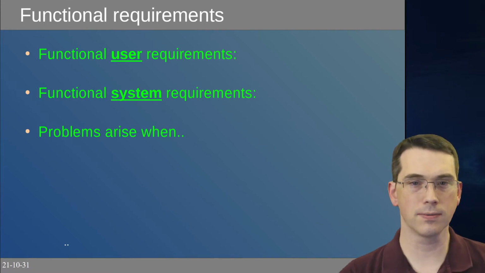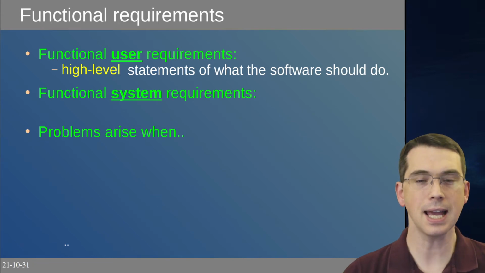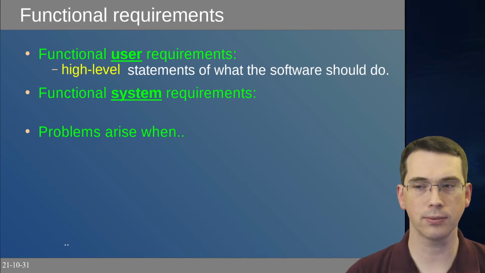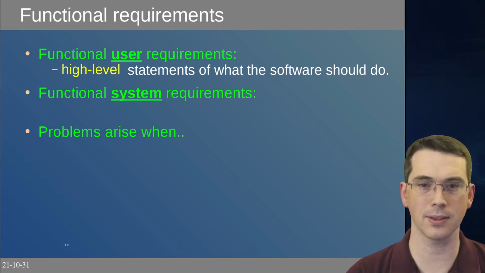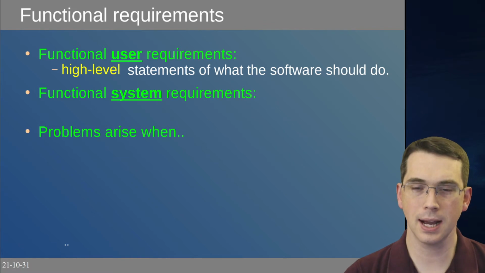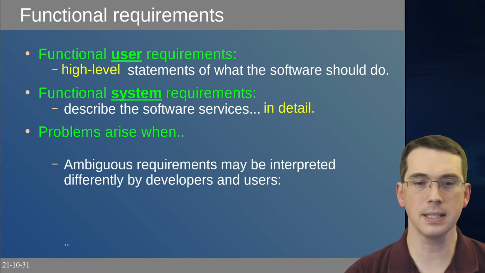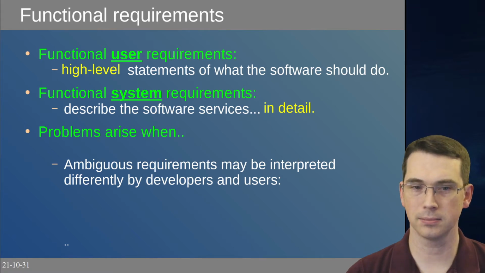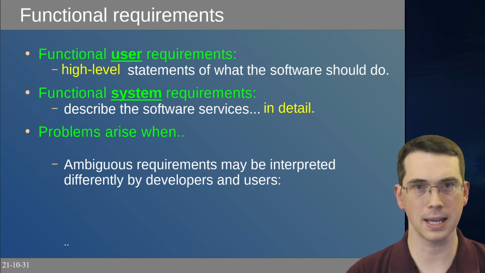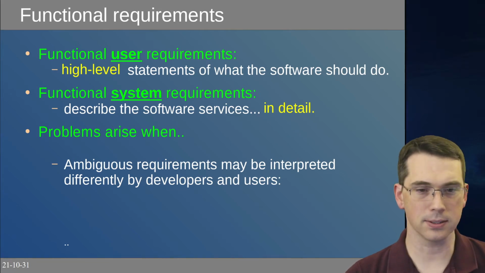So by thinking about these functional requirements, we can talk about a functional user requirement. This is a high-level statement of what the software should do. So it's functional and it's user. Those are the two ideas put together. User meaning high level, functional meaning a statement of what it should do, very concrete. A functional system requirement is going to be the details. We'll describe the software services in detail. We're talking about an individual feature that can be pointed to in one area of code, and we're going to talk about the details of that.